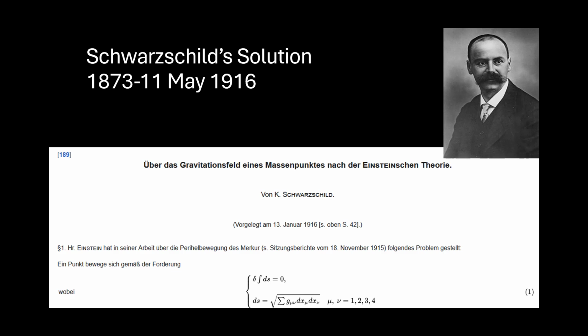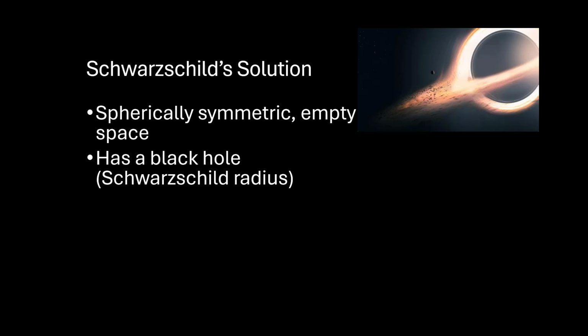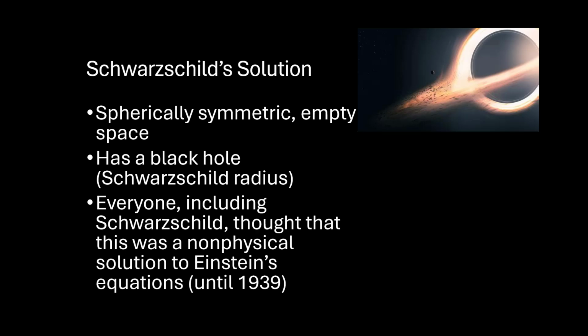Also, make special note of the day that Schwarzschild passed away. He died the 11th of May, 1916, a very short time after he published this paper. So Schwarzschild's solution was spherically symmetric empty space and had a black hole, a Schwarzschild radius, the radius of a sphere that light cannot escape from, making it a black hole. Everyone, including Schwarzschild, thought that this was a non-physical solution to Einstein's equations, that is, until the famous Oppenheimer-Snyder solution in 1939.